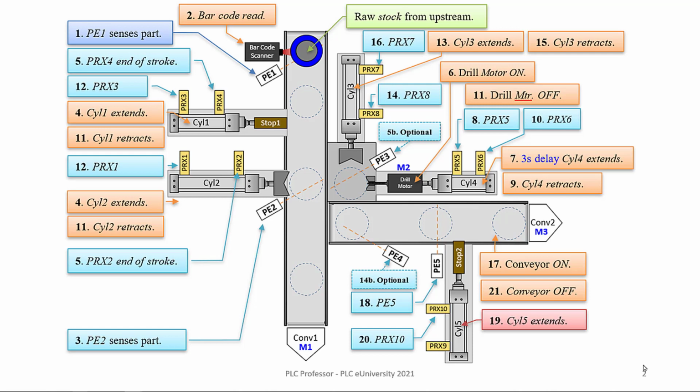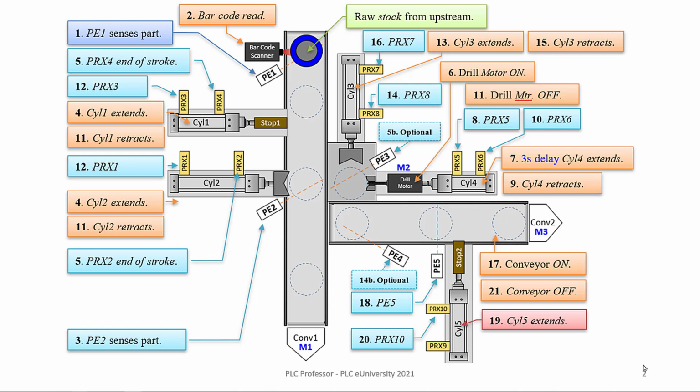to the south. However, if the barcode reader reads that code and the PLC says, oh, I need to bore a hole in that, then, by the way, PE1 triggers the barcode scanner. That part will continue down until it hits PE2. Cylinder 2 will extend and push it into the workspace.